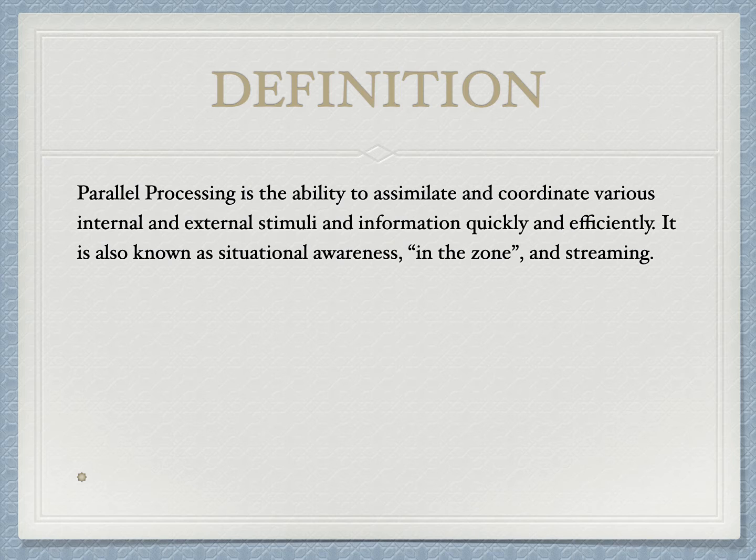A working definition of parallel processing is the ability to assimilate and coordinate various internal and external stimuli and information quickly and efficiently. It is also known as situational awareness, in the zone, and streaming.